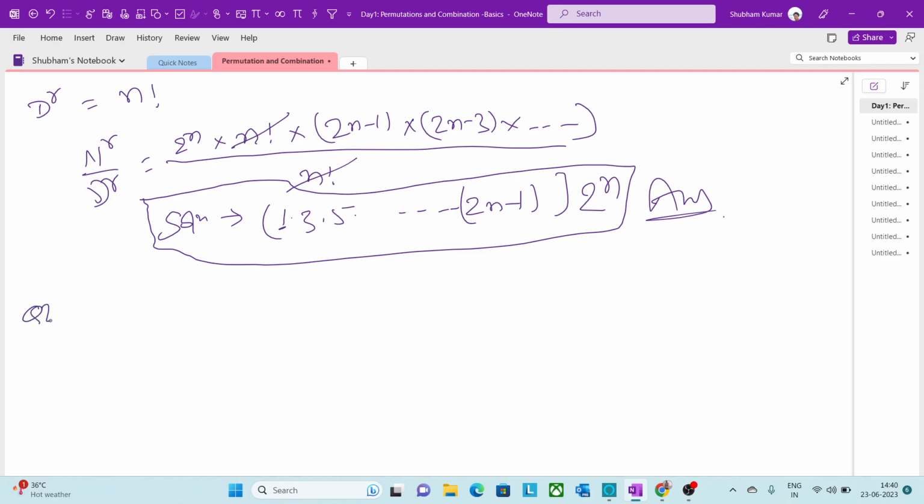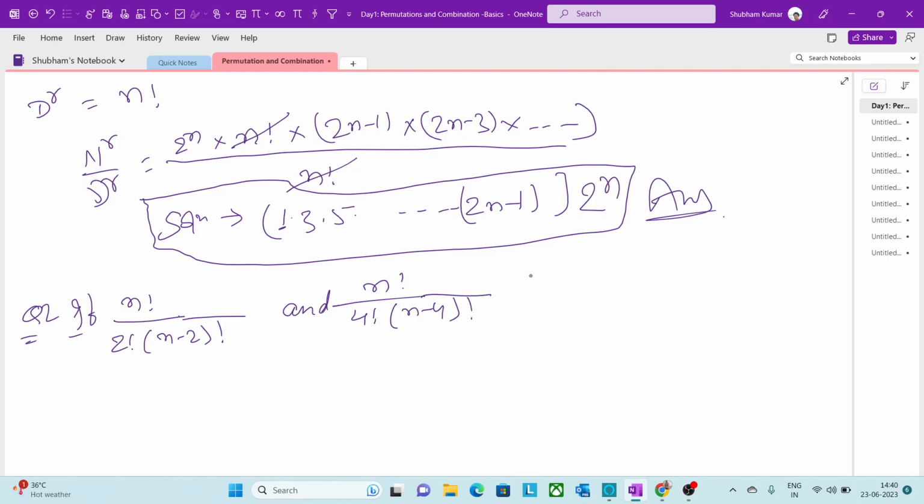So solve question number 2, which is: if n factorial divided by 2 factorial into n minus 2 factorial, and n factorial by 4 factorial into n minus 4 factorial are said to be in the ratio of 2 is to 1, then find the value of n.